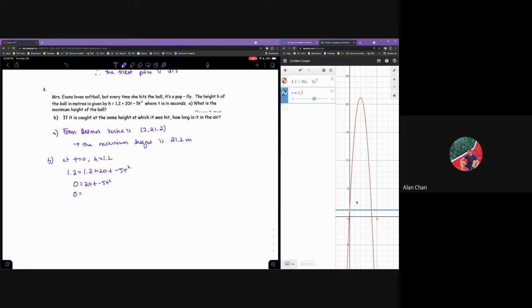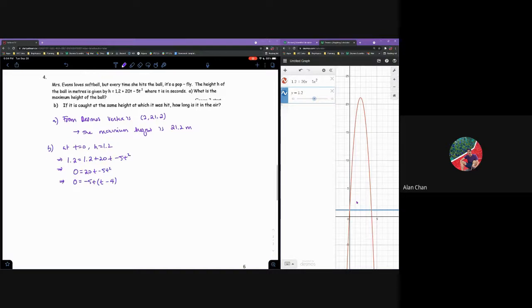This implies that 0 is equal to 20t minus 5t squared. I need to factor out 5t. So what I have left over is 0 equals 5t times 4 minus t. Does that look right? Yeah, it does, I think.